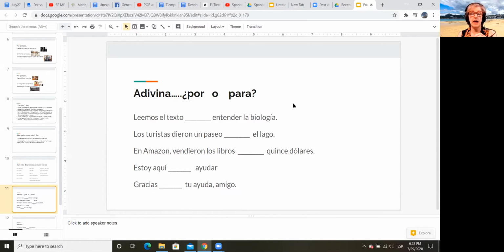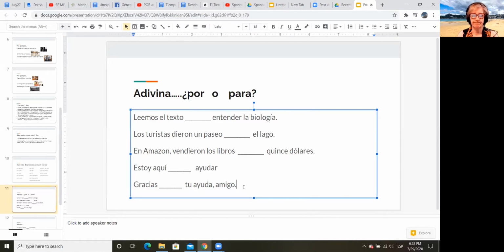Okay. But now if I change ayudar into ayuda, help, the noun that is help, and tu ayuda, your help, it becomes what? Gracias por tu ayuda. Gracias por tu ayuda.